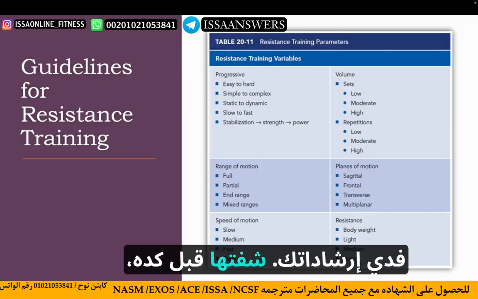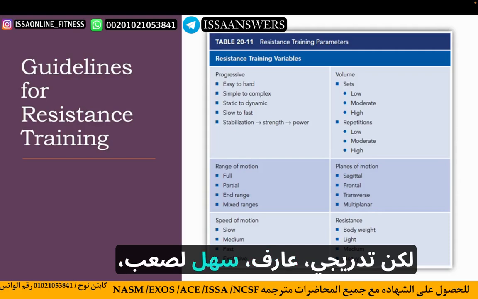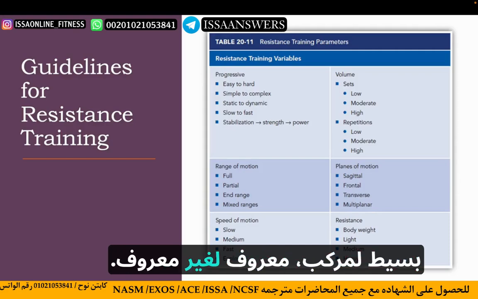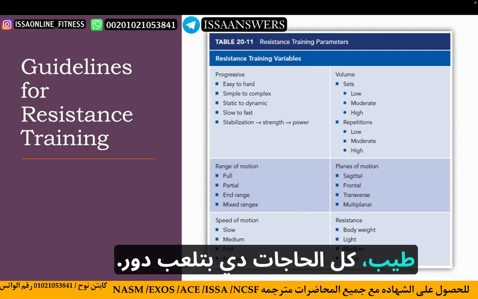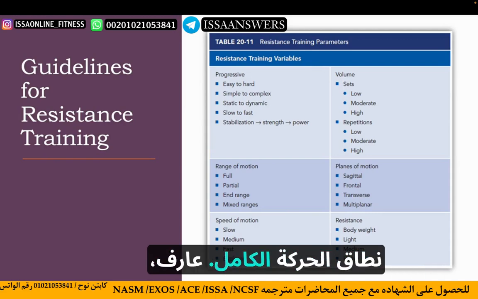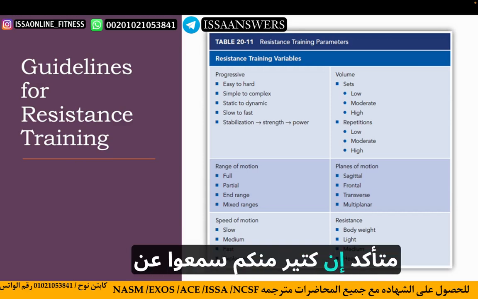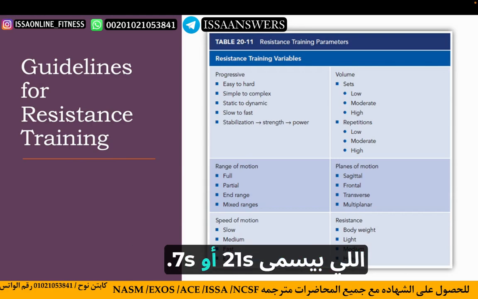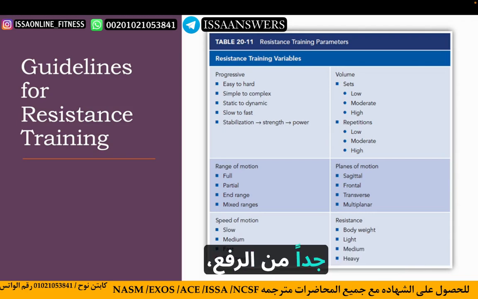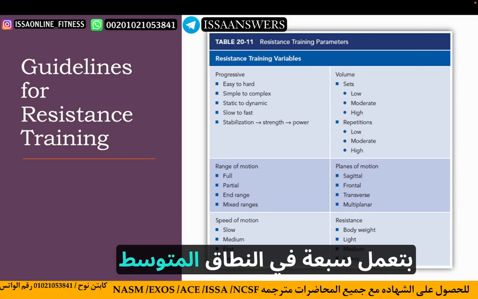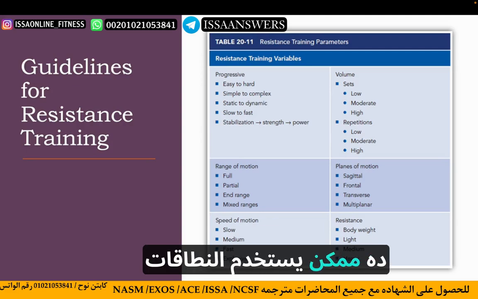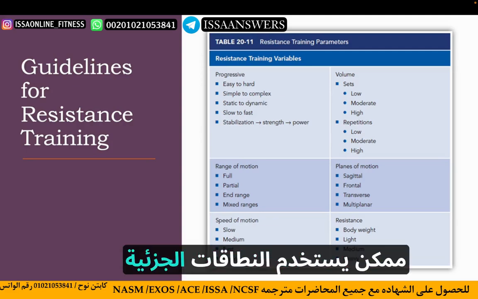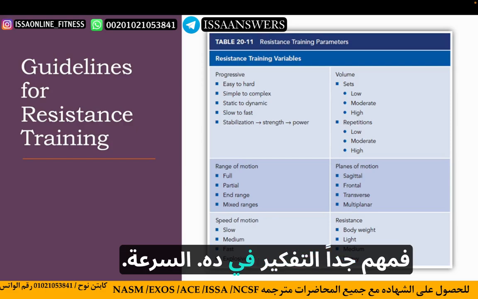So here are your guidelines. You've seen these before: progressive, easy to hard, simple to complex, known to unknown, static to dynamic, slow to fast. All of those things come into play. Full range of motion. What are we talking about? Anything from full to mixed ranges. I'm sure a lot of you have heard of 21s or 7s. You're doing 7 at the really low end of a lift, 7 at the middle range, and 7 at the upper range, and then you're doing 7 all the way through. That can use end ranges. It can use partial and full ranges as well. So it's very important to think about that.